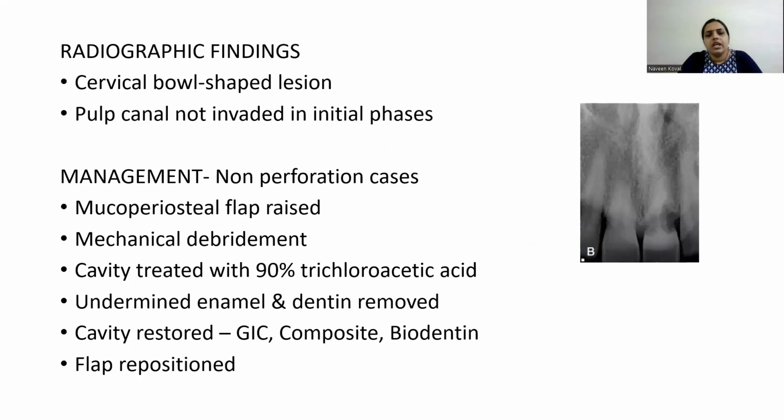Management, again, in non-perforation cases: a mucoperiosteal flap is raised. Then mechanical debridement, then the cavity is treated with 90% trichloroacetic acid. Then the enamel and dentin can be removed and the cavity restored with agents like GIC, composite, or Biodentine, and the flap is repositioned. This is the management for non-perforation cases.